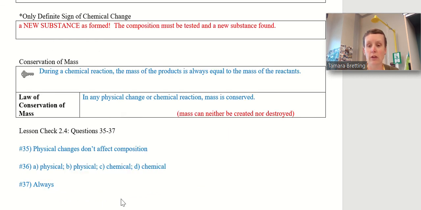And then finally, we have the 3 lesson check questions that you were assigned for this section. So just make sure you check those answers. And if you have any questions on those, please reach out either in class, via email, via Zoom, whatever you need to do, because we need to make sure that you have all the understanding that you need to be successful on your first test.